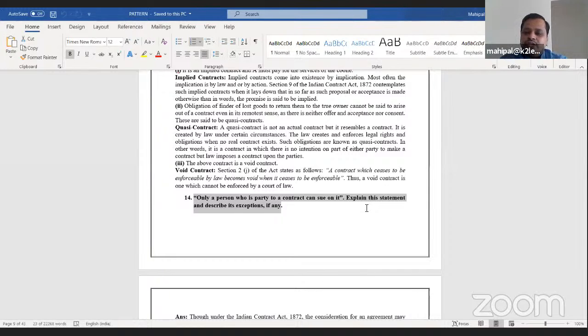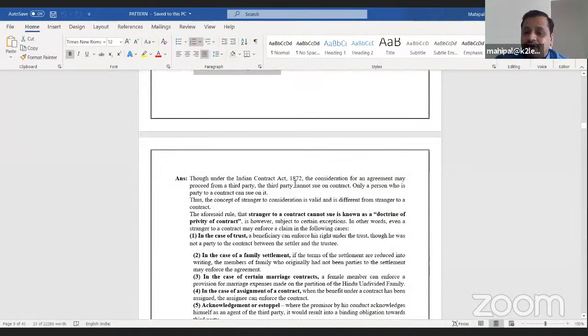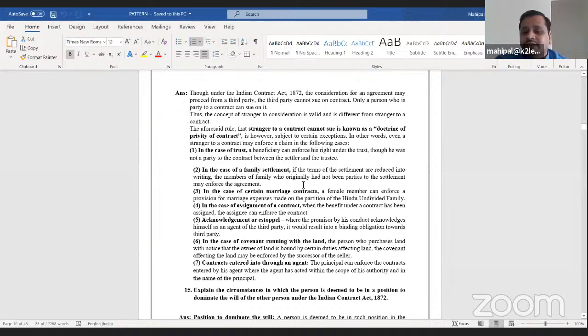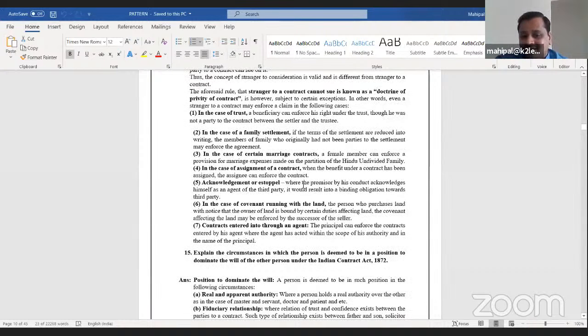How many of you understood question number 14? Only a person who is party to contract can sue. What doctrine does it talk about? Doctrine of privity of contract. This doctrine says only party to the contract can sue or be sued. No other party can be sued. And what are the exceptions? Family settlement, marriage contract. Yes or no?